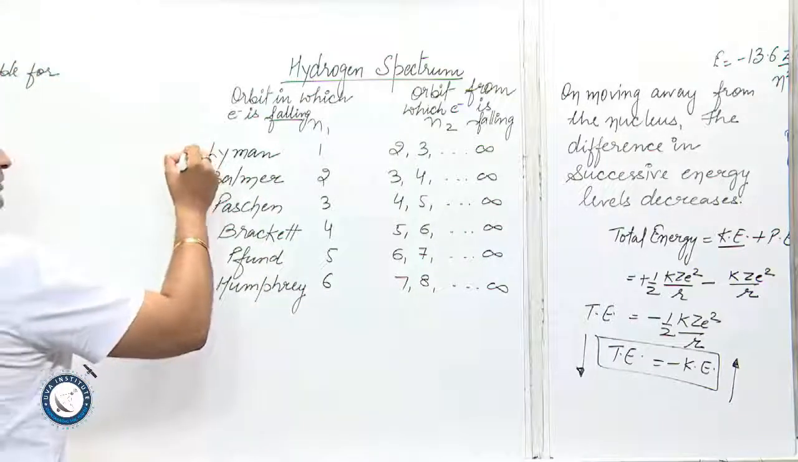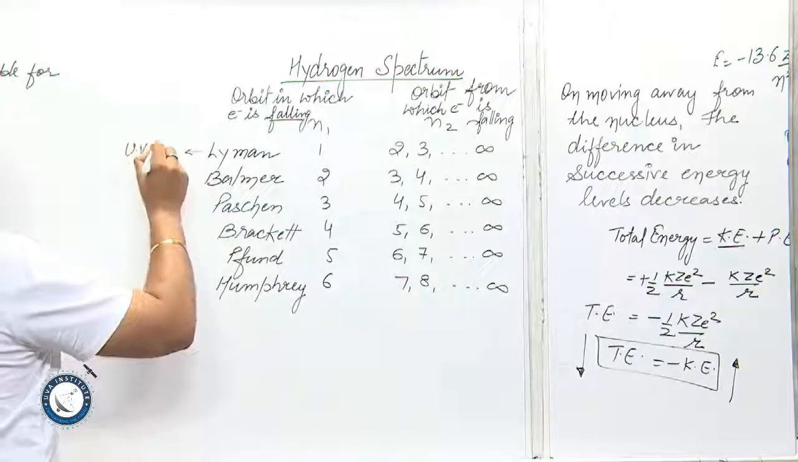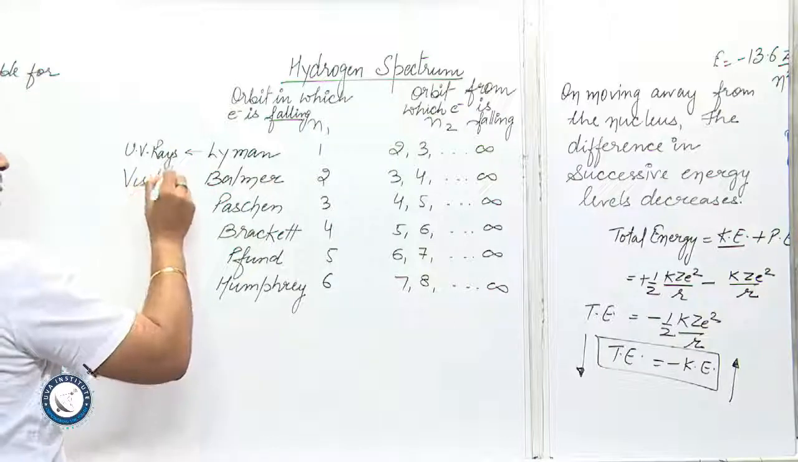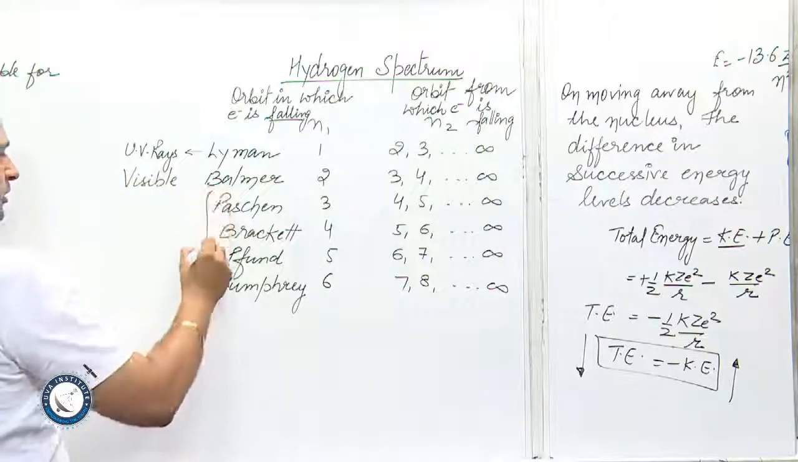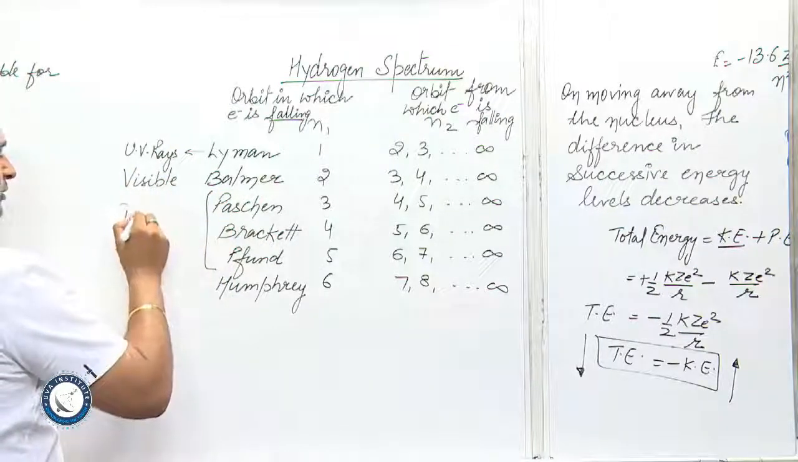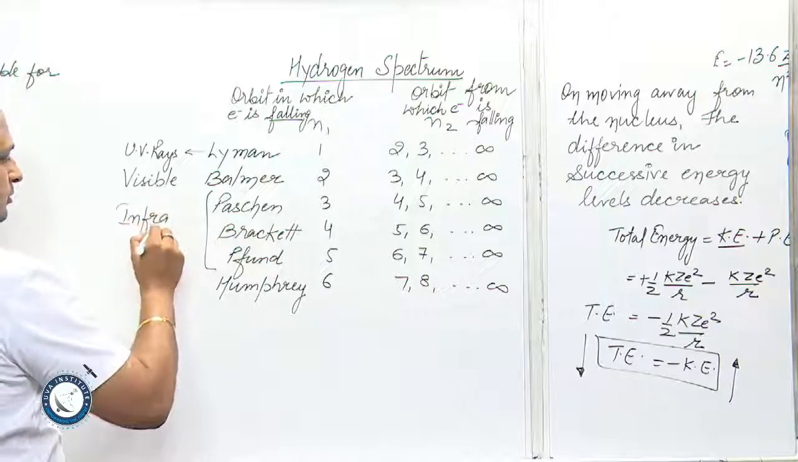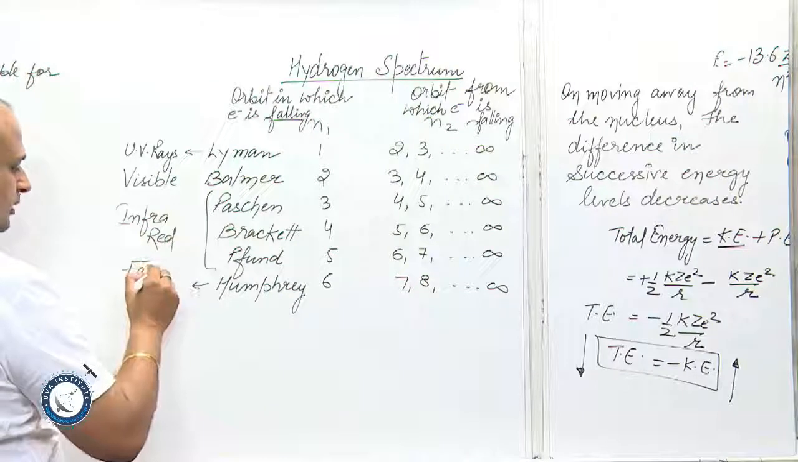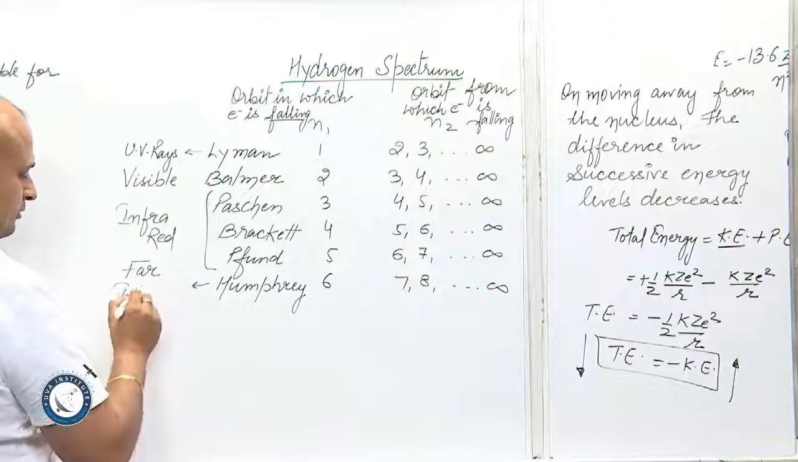In the Lyman series, we get ultraviolet rays. Here, visible rays. In these three, we get infrared. And here we get far infrared.